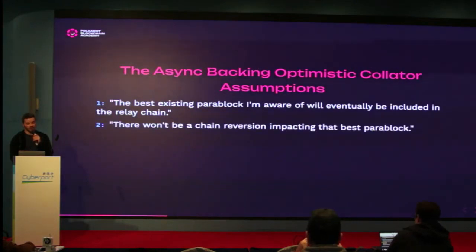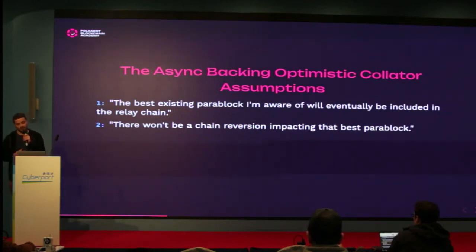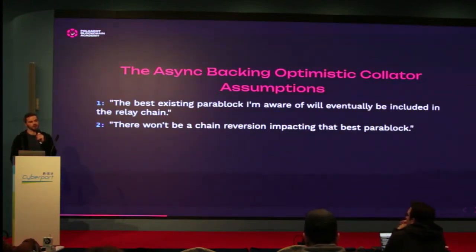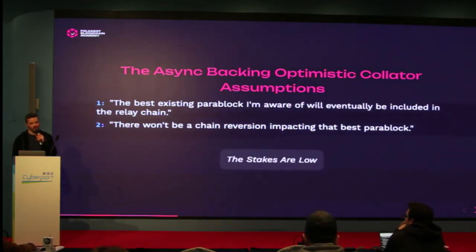And number two, there won't be a chain reversion impacting this best parachain block. So even if it gets included, we won't have a reversion that impacts it. And if those two things are true, then async backing runs without a hitch, and there's no wasted effort, and we're effectively able to predict the future of the chain to an extent in order to begin further work early.